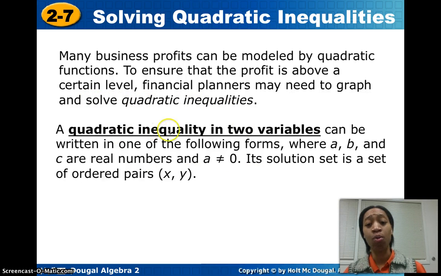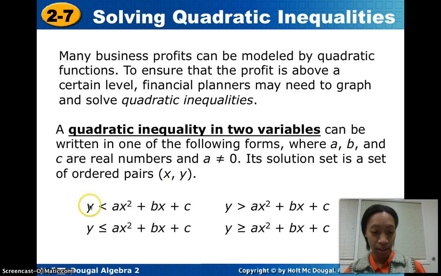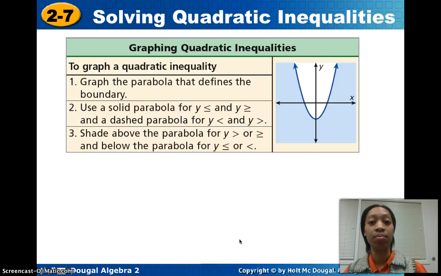A quadratic inequality in two variables can be written in the following form, where a, b, and c are real numbers, and a cannot be 0. So some of the forms it can be written in, this is standard form for a quadratic, right? ax squared plus bx plus c. And you can see that instead of an equal sign, we have these various inequalities, less than or equal to, greater than or equal to.